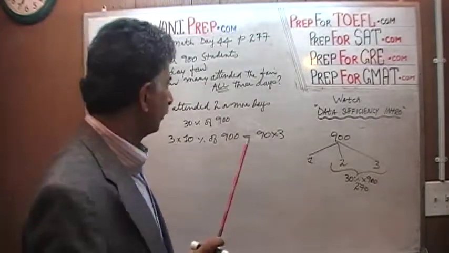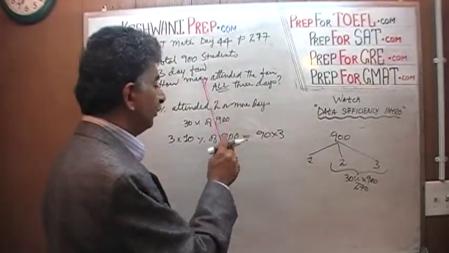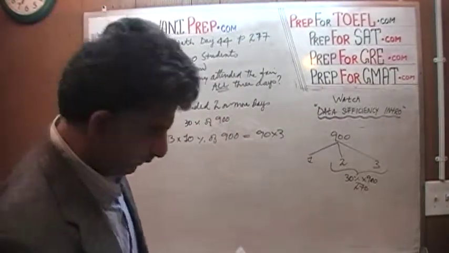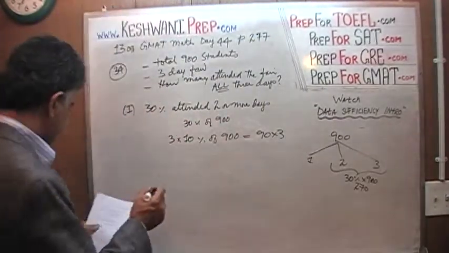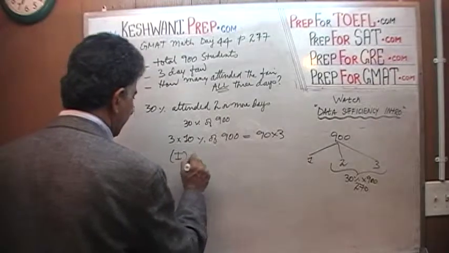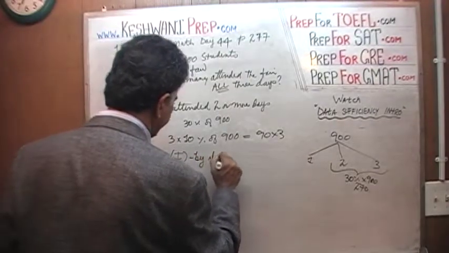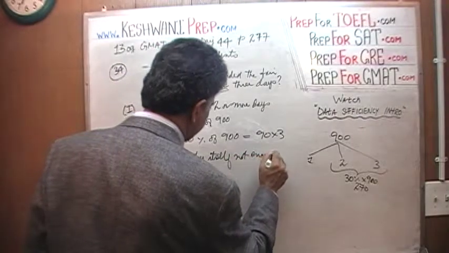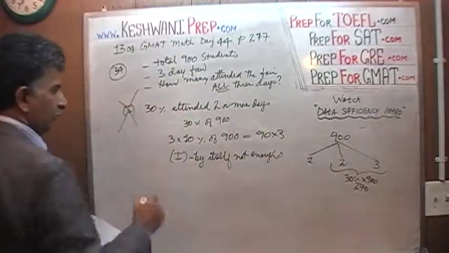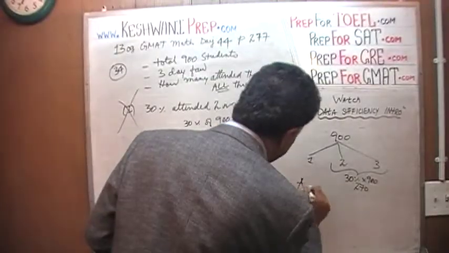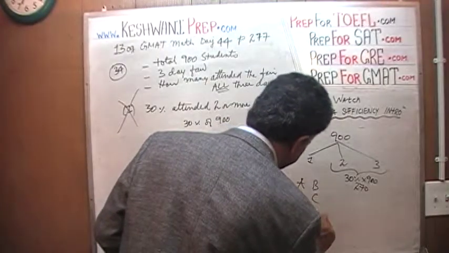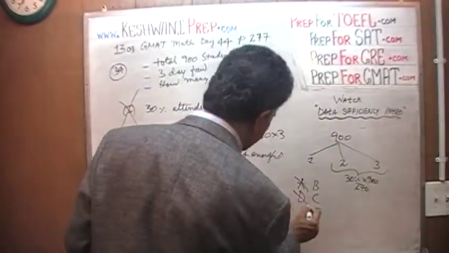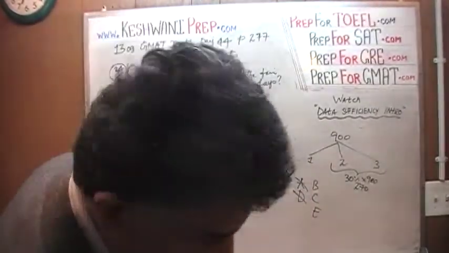That's all we know. But the question here is, how many of them went to the fair all 3 days? We don't have enough information for that. Statement 1 by itself is not enough. So that's not going to work. A, D, B, C, E. Since statement number 1 by itself is not enough, the answer cannot be A or D. It's got to be either B, C, or E.